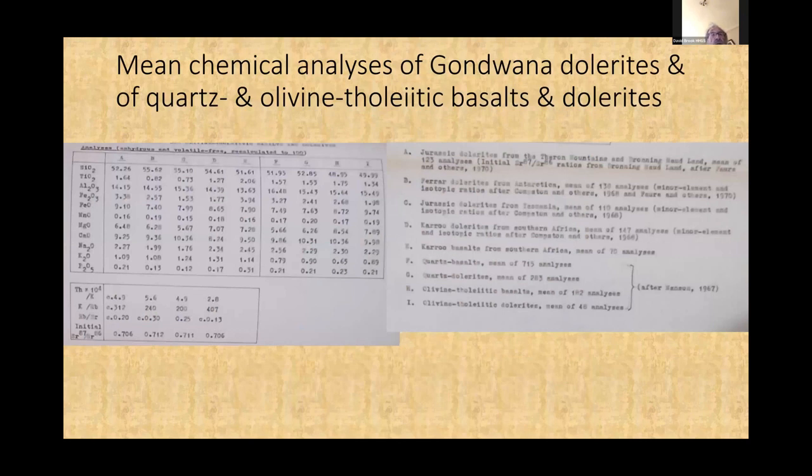And this is looking at the mean chemical analyses of Gondwana dolerites. There are dolerites of Jurassic, some extending into Cretaceous age throughout Antarctica. The Farrar dolerites have been known ever since Scott's discovery expedition. There are also similar age dolerites in Tasmania, and the Karoo dolerites in South Africa are well known, as are the Cerro Corral dolerites in South America.